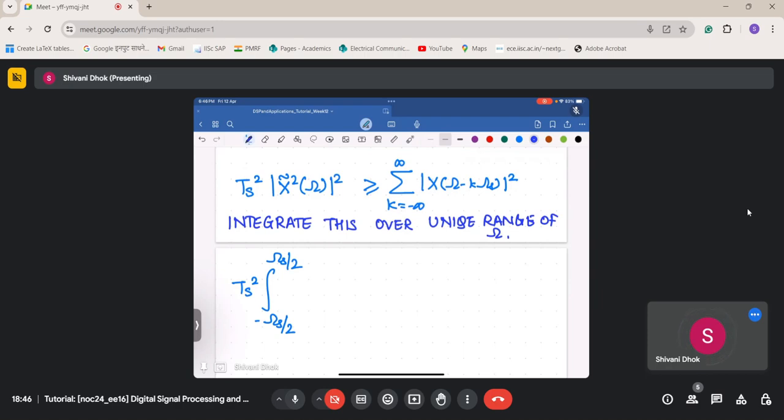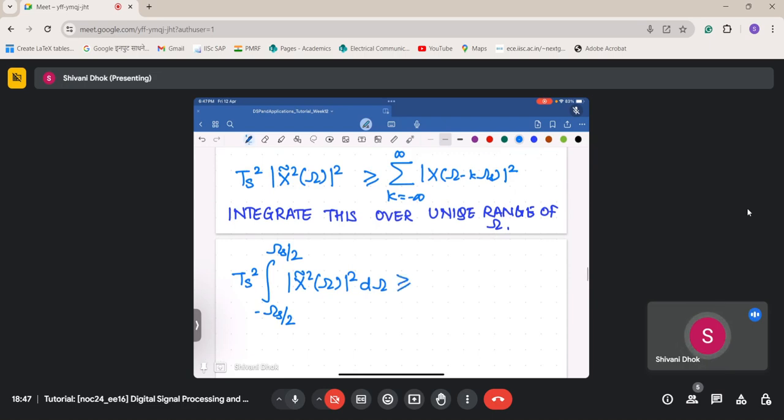Okay, so this will be greater than or equal to the integral from minus omega s by 2 to omega s by 2 of the summation over k of the magnitude of X of omega minus k times omega s, squared, d omega.